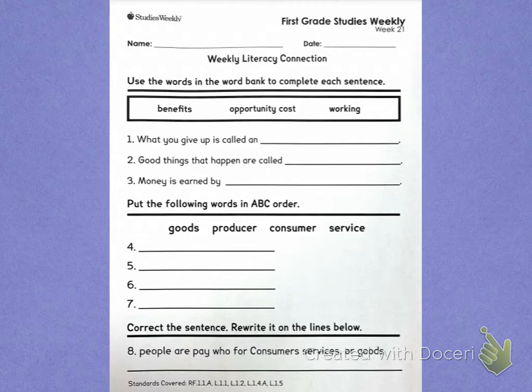Alright, so the first thing is they give you a word bank. There's 3 words: benefits, opportunity cost, and working. We have to put these words in the sentence to complete each sentence. So number 1 says, what you give up is called what? Is it a benefit, opportunity cost, or working? What is it that you give up? What is that called?